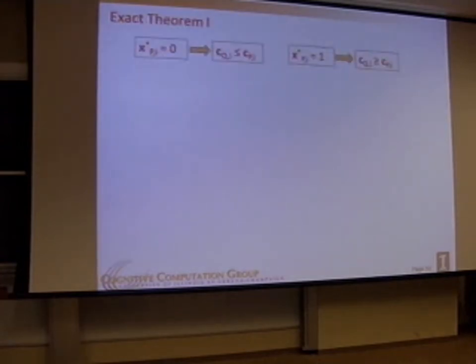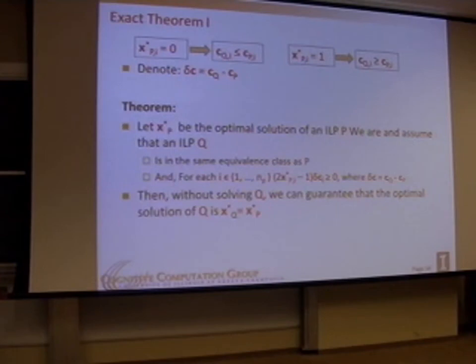Basically, what you get is the following theorem. I'm just adding some confusing notation because I want to compile these two conditions of dominance. Dominance has to be looked at separately for the active and the non-active variables, so I'm using this delta notation here. But basically, the theorem says that under these conditions, where the dominance happens, without solving Q, I can guarantee that the optimal solution of Q is the same as the optimal solution of P.